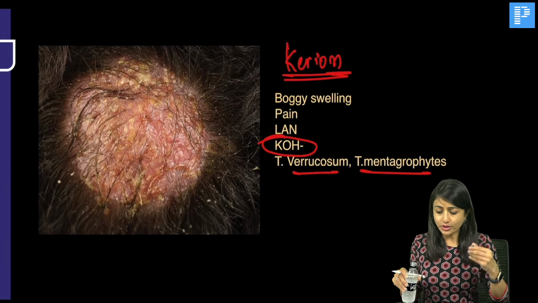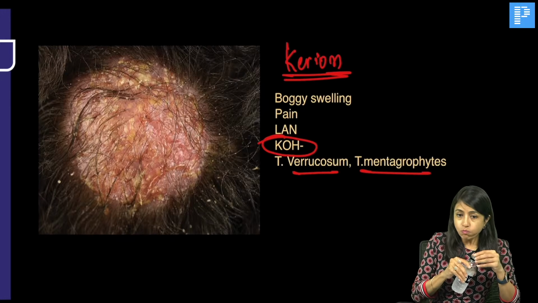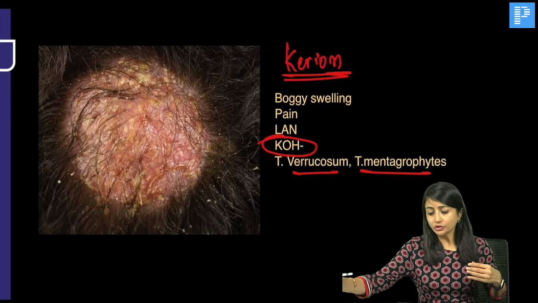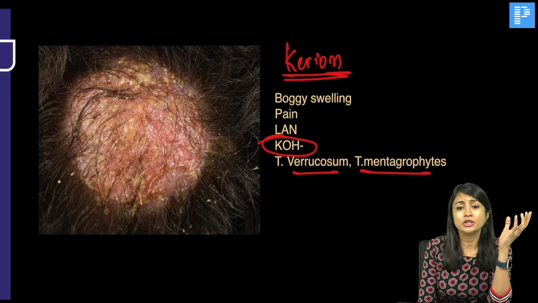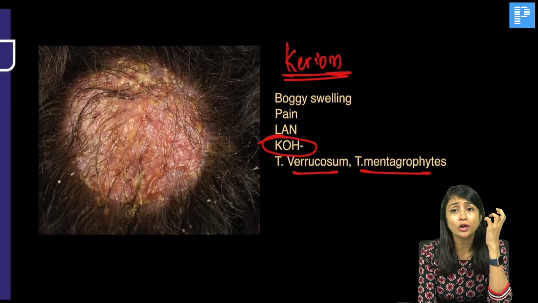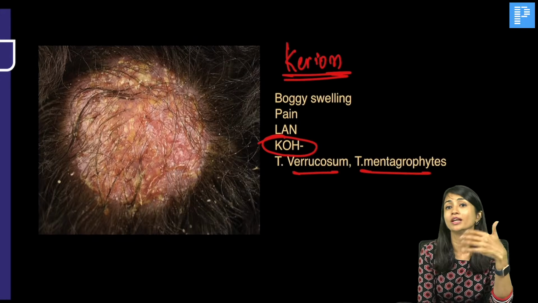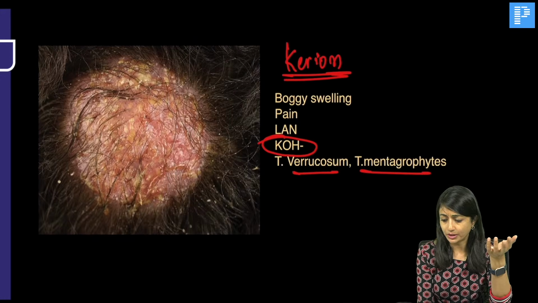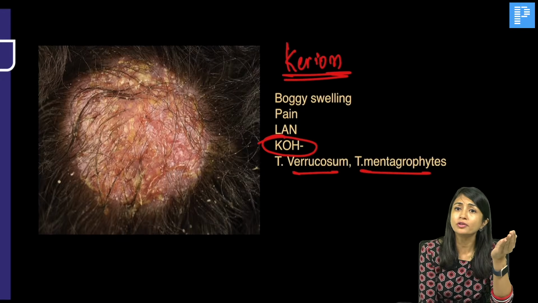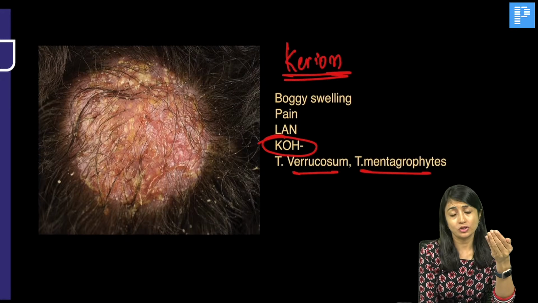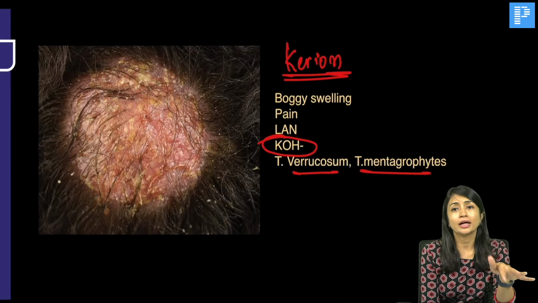Yes, so verrucosum, mentagrophytes, very good. These are zoophilic species, and because they are zoophilic, my body mounts an intense inflammatory response against them, and that is why you get inflammatory type of Tinea capitis. And that is why when you do a KOH, it is negative, because the inflammation kills the fungus. So, it is basically the inflammation causing the disease here, and that leads to kerion.